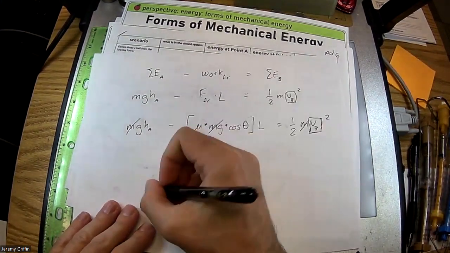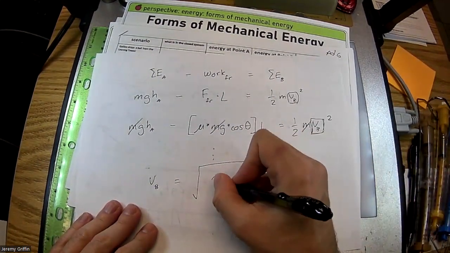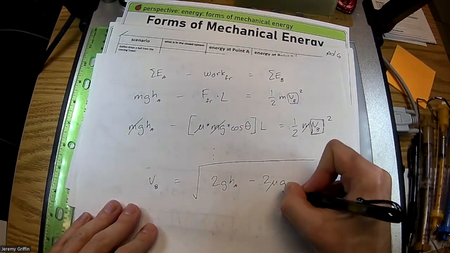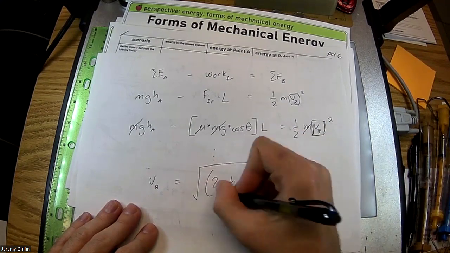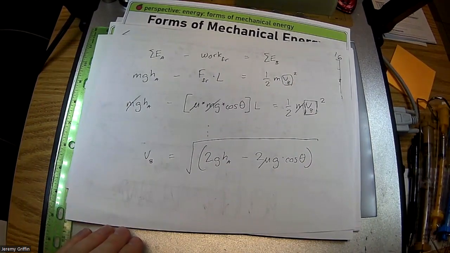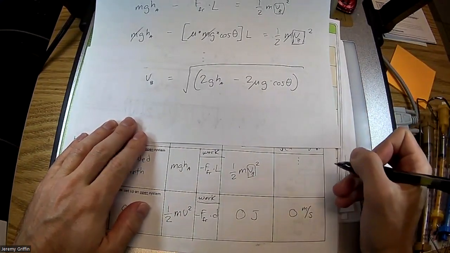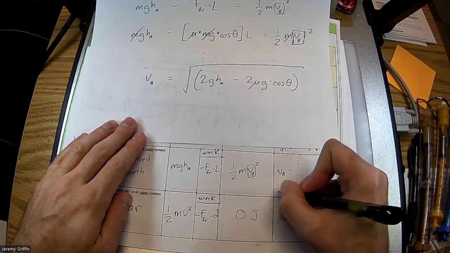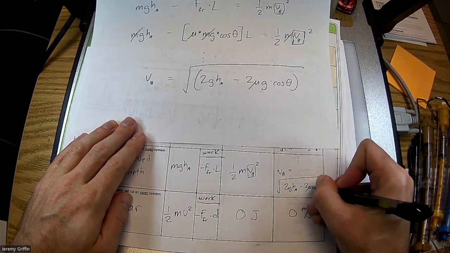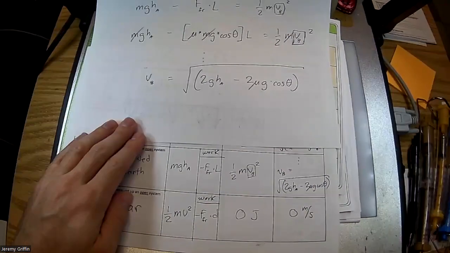So the speed at point B will be a big old square root to end this whole thing. 2gh, and then minus 2 mu g cosine of the angle, where mu is the coefficient of friction. That should do it. So write that in this box. Then say the speed at point B is a big old square root, 2gh at A minus 2 mu g cosine of the angle. That's all underneath that radical. There you go.